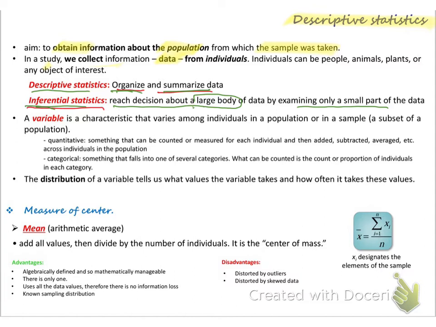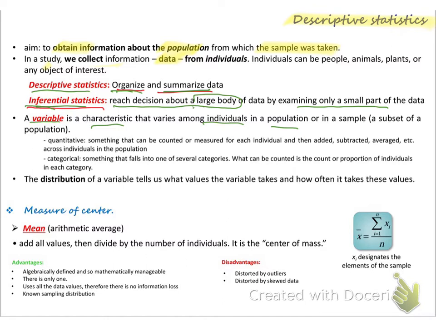So I also have here the definition of the variable. A variable is a characteristic of the individual, like the height, the weight, the mass, the eye color, the hair color. A characteristic among the individuals in the population is called a variable. And these variables are of two types: quantitative and categorical or qualitative.